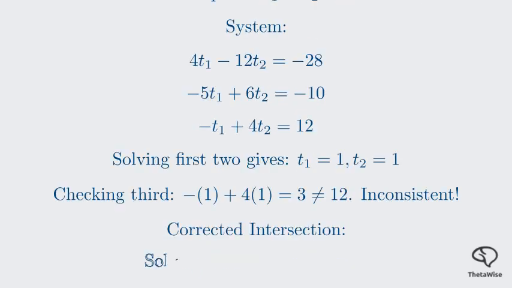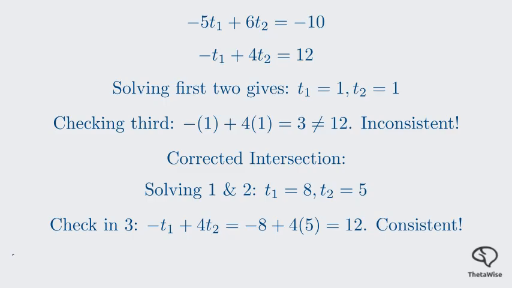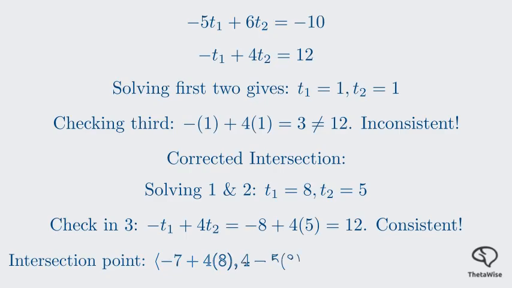There was a calculation error in my head. The system is inconsistent. Let's solve it properly. From the first equation, T1 equals 3T2 - 7. Substitute into the second: 5(3T2 - 7) + 6T2 equals 10. 15T2 - 35 + 6T2 equals 10. 21T2 equals 45... 9T2 equals 45. T2 equals 5, then T1 equals 3(5) - 7 equals 8.